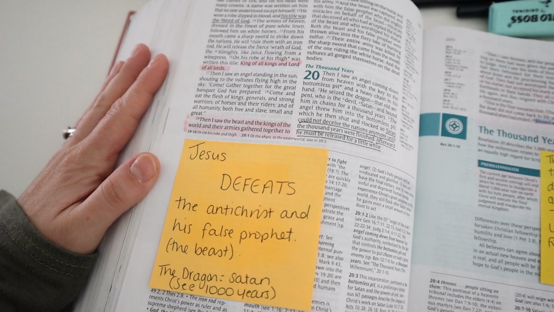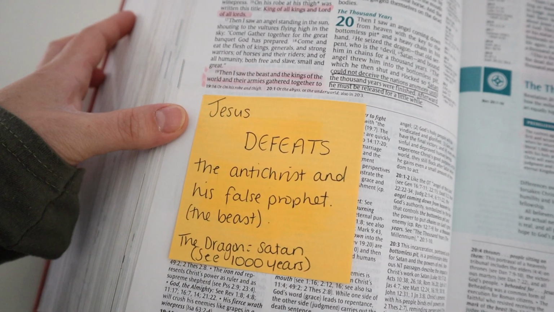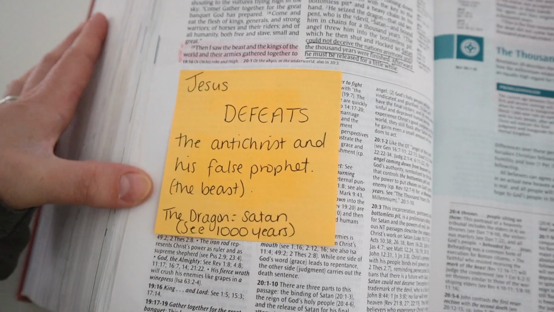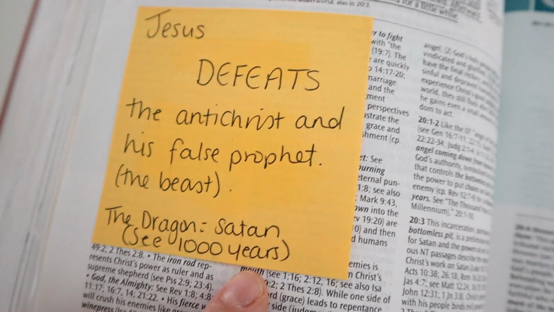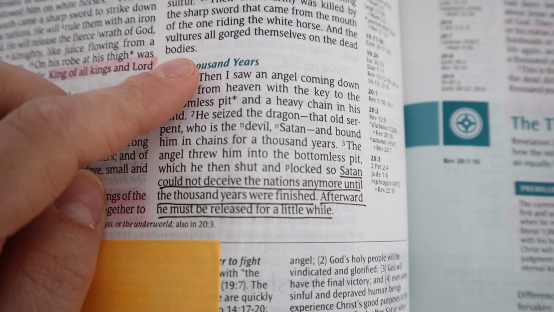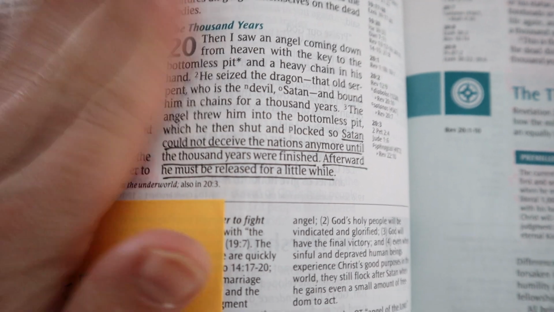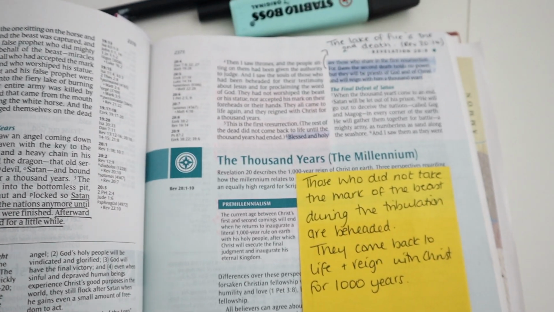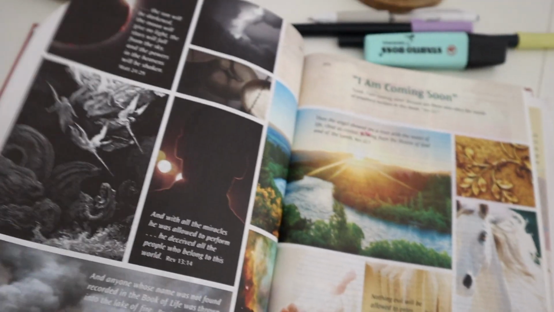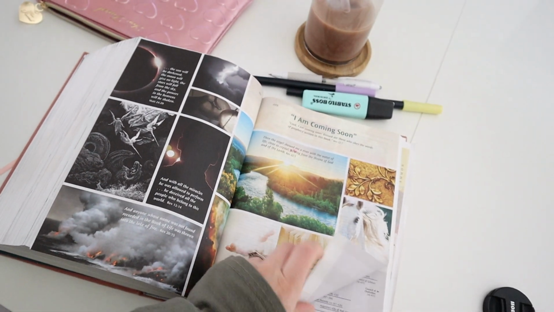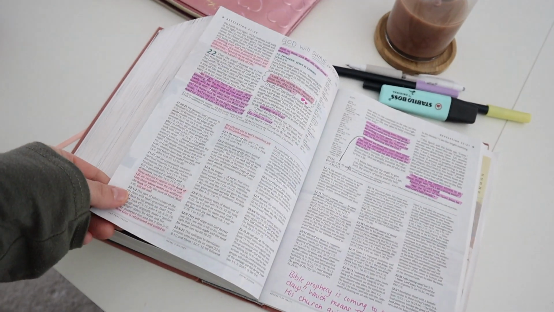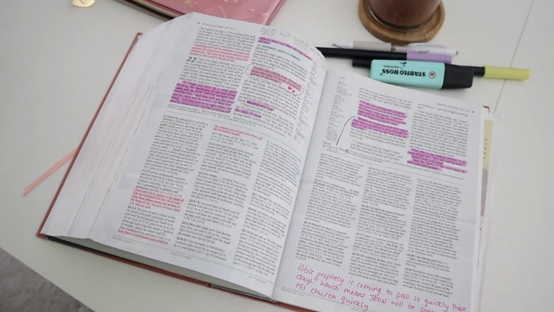Then when you get to the end of Revelation, we see that Jesus defeats the Antichrist and his false prophet, the beast. And the dragon is Satan, and I've put see the 1,000 years. And then I would go here and I know that I can read all about what happens to Satan. I've just written kind of little summaries. And then this Bible also goes through and just has some lovely images and more information for you.